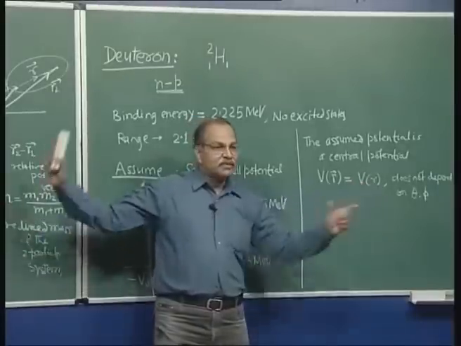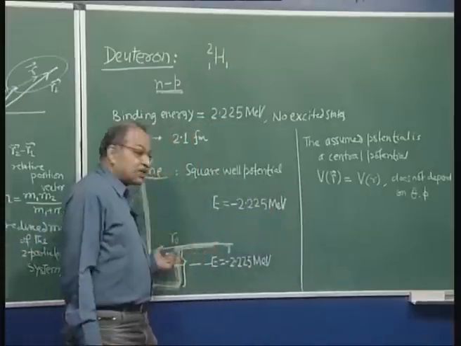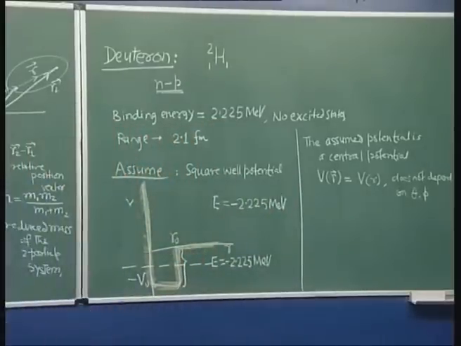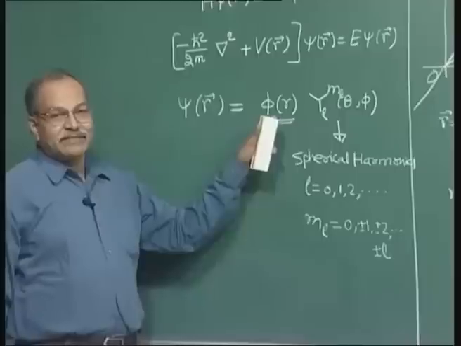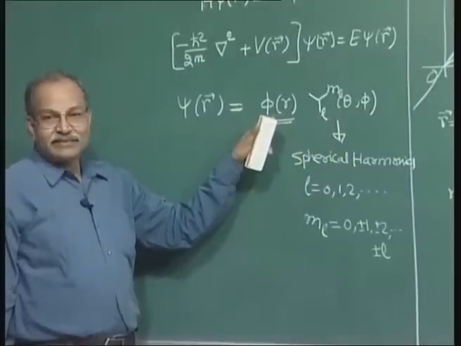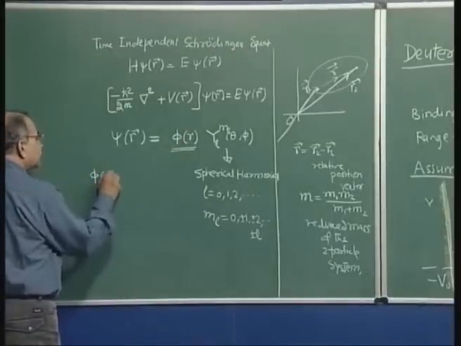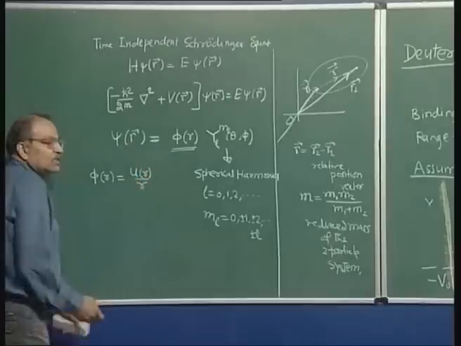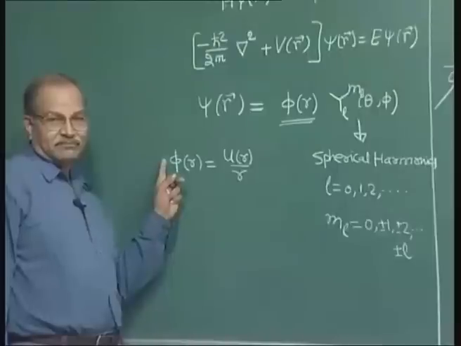The theta phi part is fixed, it is only the r part which will depend on the actual shape of the potential. So, it is this radial part that decides the energy, the theta phi part is anyway fixed. If you write phi r as some other function of r divided by r, in other words you define u r as r times phi r, okay.